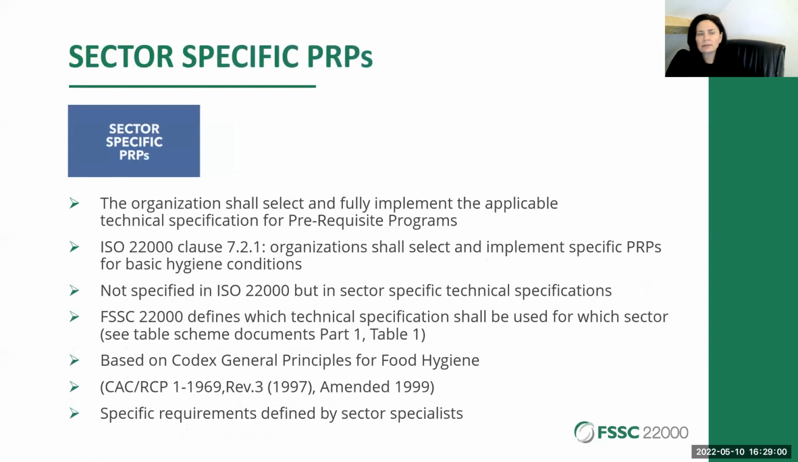Then when we look at the sector-specific PRPs, I think it's also important to highlight that in ISO 22000, there is a clause requirement on PRPs, but it is fairly generic. It does refer to that the organization can, on a voluntary basis, implement the specific ISO technical specifications, but it is not a mandatory requirement in ISO 22000. When you go for FSSC 22000, that is one of the main differences as well, we mandate the use of specific technical specifications linked to a sector.